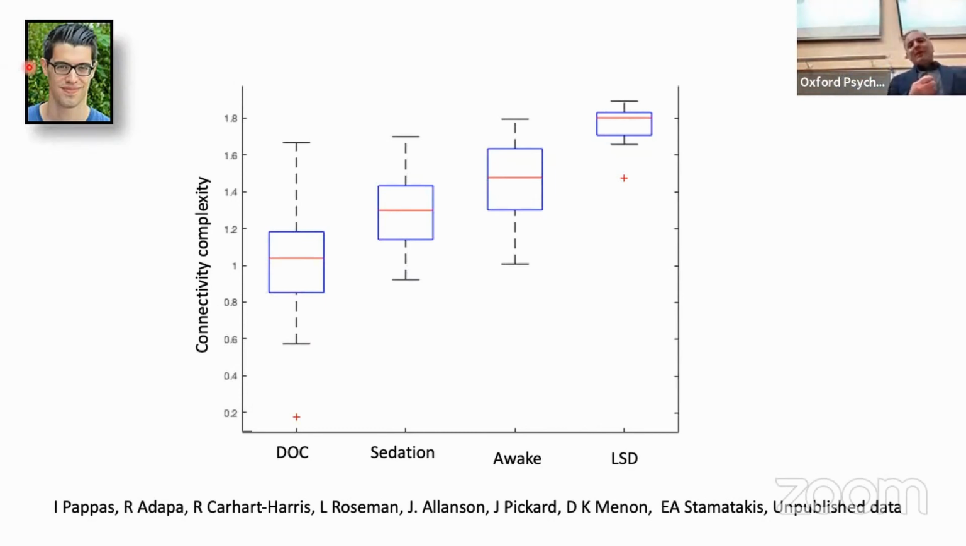This was never published, but it was the first result from the lab, so I quite like showing it. He showed that when you look at the complexity of connections, you start with disorders of consciousness down here, so very, very small complexity. You have sedation, where you've given propofol. You have awake, healthy people, and you have psychedelics up here. So you see an increase in complexity, confirming the existing theoretical models.